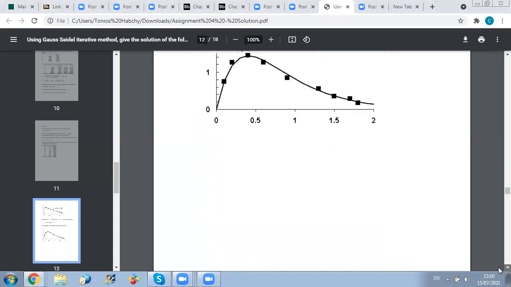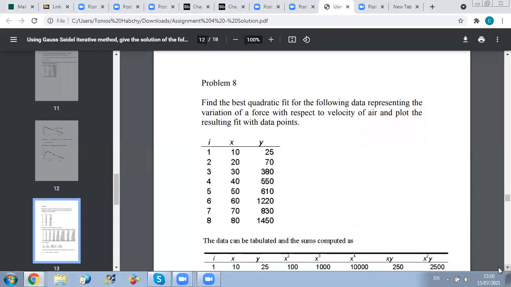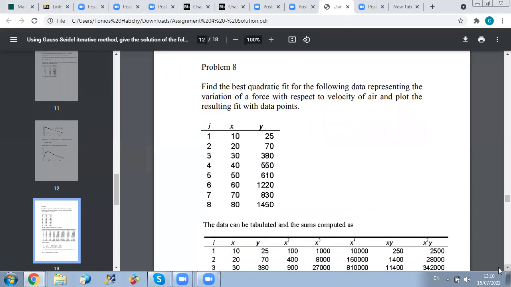Now, another problem: find the best quadratic fit for the following data, representing the variation of a force with respect to velocity of air, and plot the resulting fit with data points. So again, I repeat, whenever I give you a type of fit that is already described in the course material, you directly use the result. So now you will have to go to chapter 15.